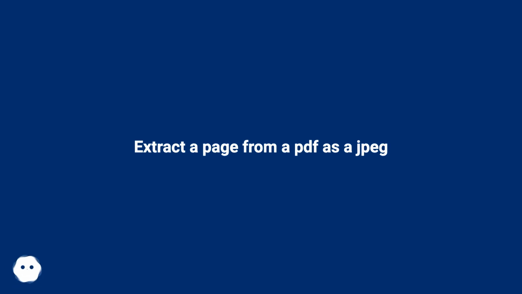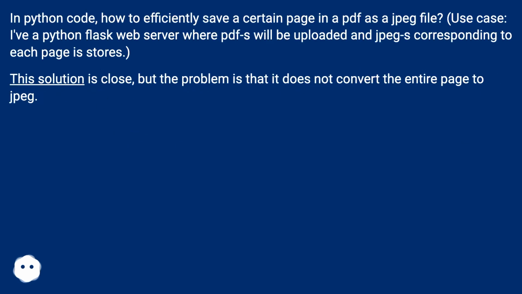Extract a page from a PDF as a JPEG. In Python code, how to efficiently save a certain page in a PDF as a JPEG file. Use case: I have a Python Flask web server where PDFs will be uploaded and JPEGs corresponding to each page is stored. This solution is close, but the problem is that it does not convert the entire page to JPEG.